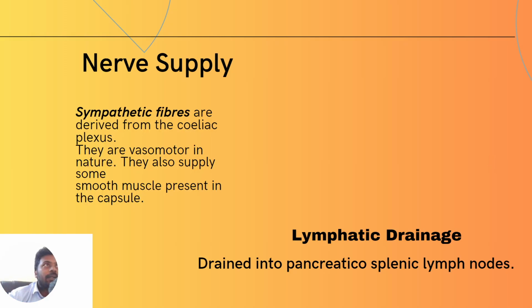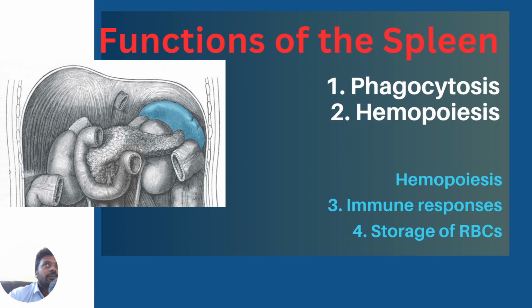Nerve supply: sympathetic fibers, derived from the celiac plexus. Lymphatic drainage is into the pancreatico-splenic lymph nodes. Functions of the spleen: phagocytosis, hemopoiesis, that is production of blood, immune responses, and storage of RBCs.